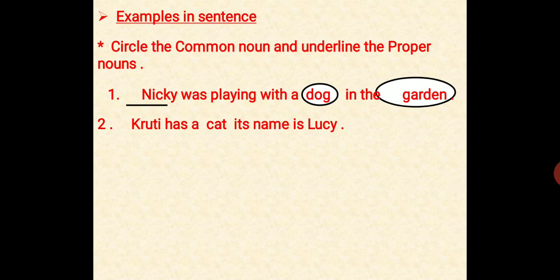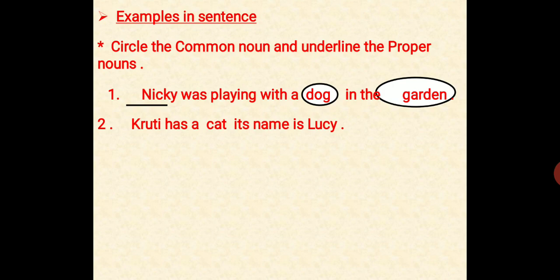As I told you, whenever you read the sentence, just pick out the nouns. How many nouns are there in this sentence? Yes, 2 nouns. Which are they? No, there are 3 nouns. Yes, which are they? Kruti, cat, and Lucy.